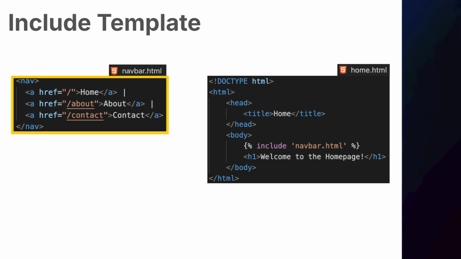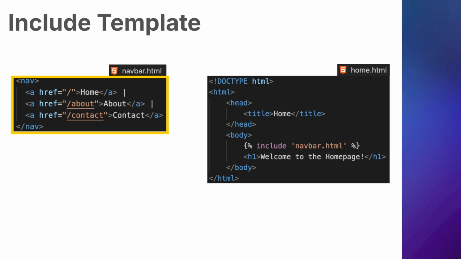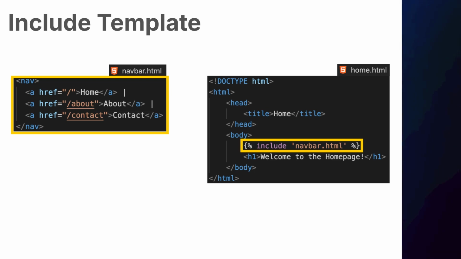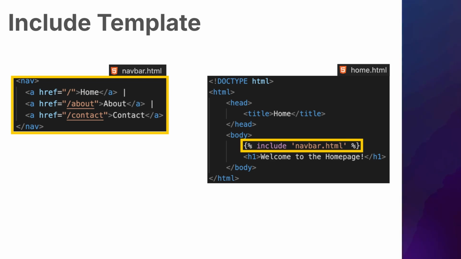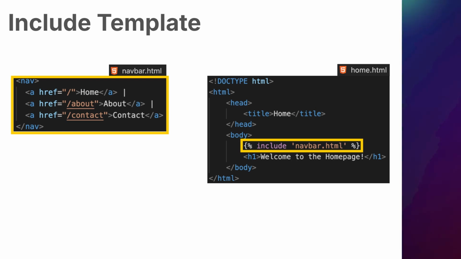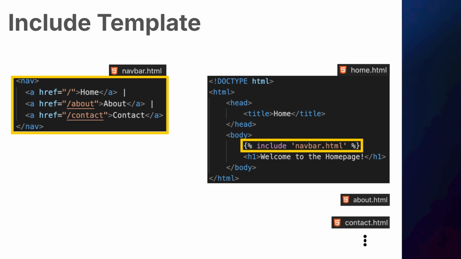First, prepare the navbar HTML file. Now in your home.html file, you can include it like this. It inserts the content of the navbar exactly where the include is. The user sees a full web page with the navigation bar and the home page content. You can use the include in other pages as well.